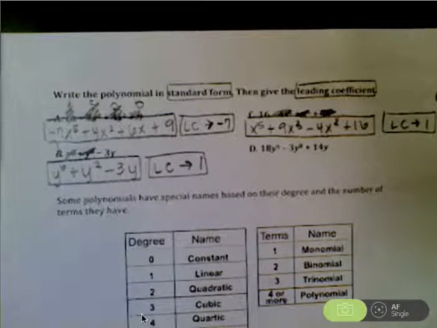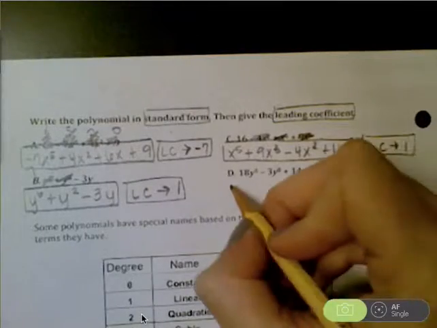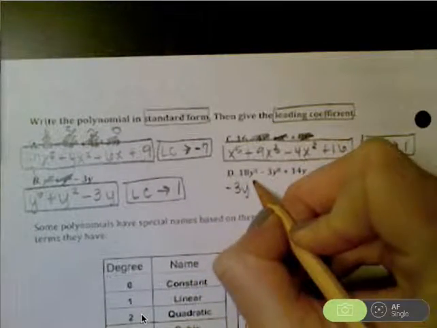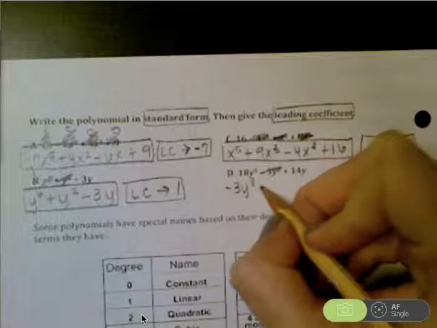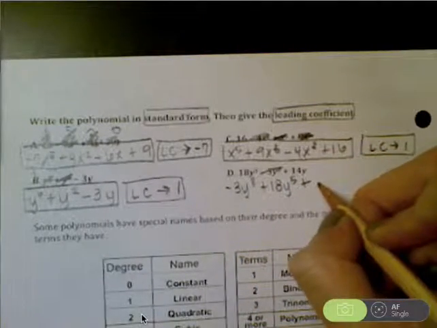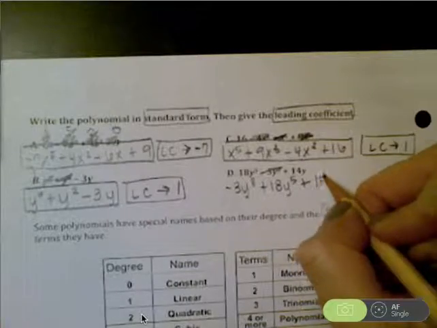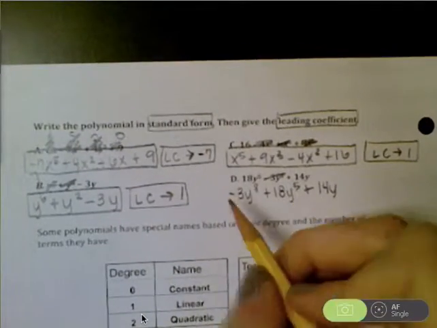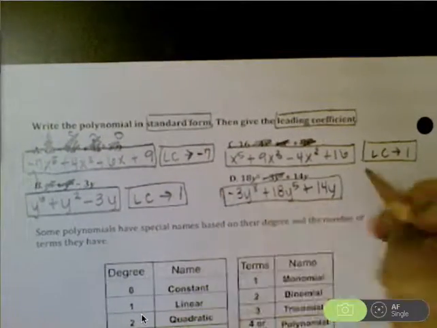Okay, Madeline, how would you write letter D in standard form? It would be... it's already... well, no. Minus 3x to the 5th, plus 18, plus 14. And the leading coefficient is what? Minus 3. Negative 3. Good.